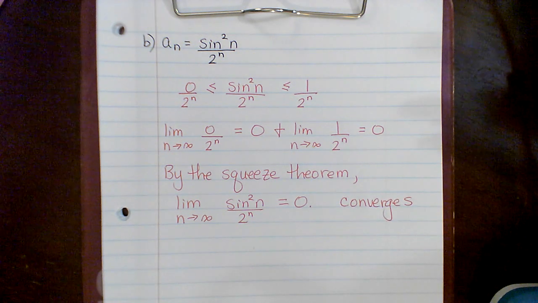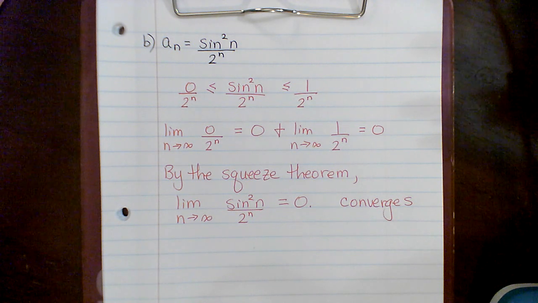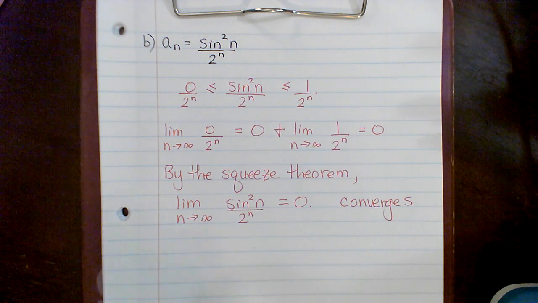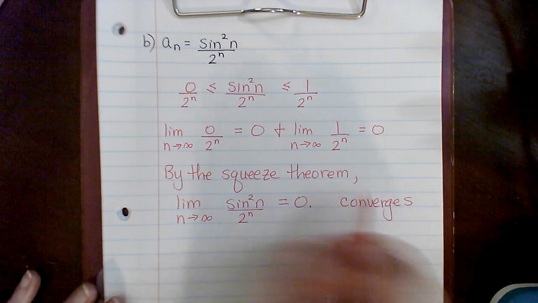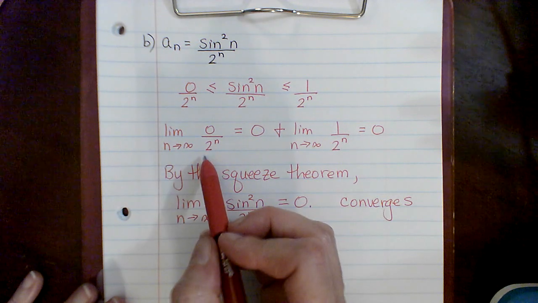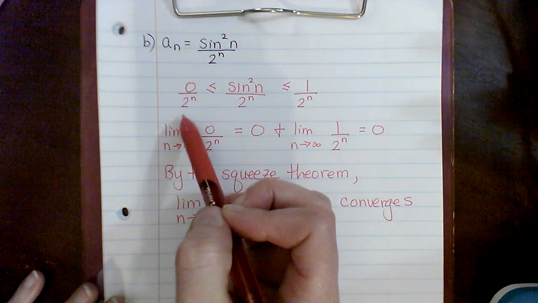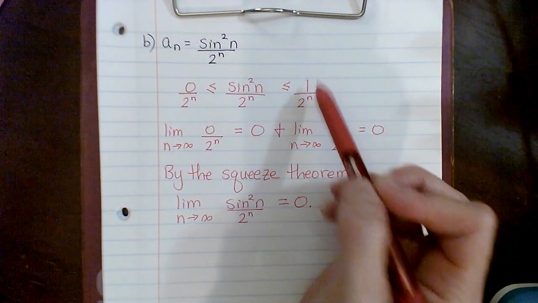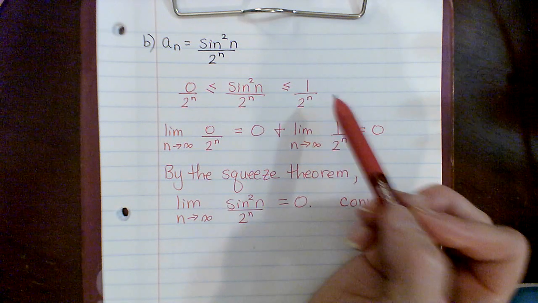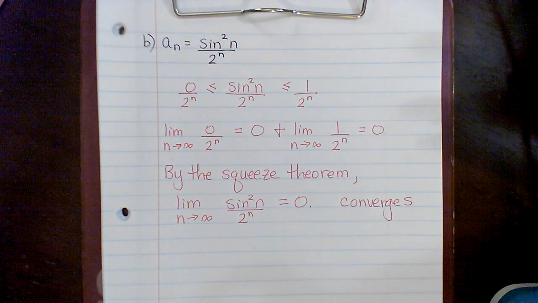I didn't write everything that I just said in there. I could write a lot more and say, by the squeeze theorem, since the limit of this lower bound is 0 and is equal to the limit of this upper bound, then the limit of that between stuff is also 0.